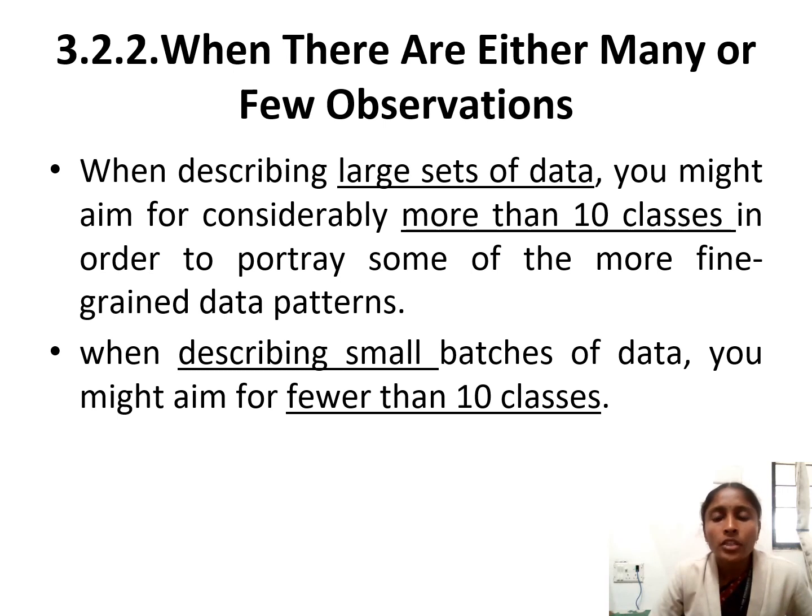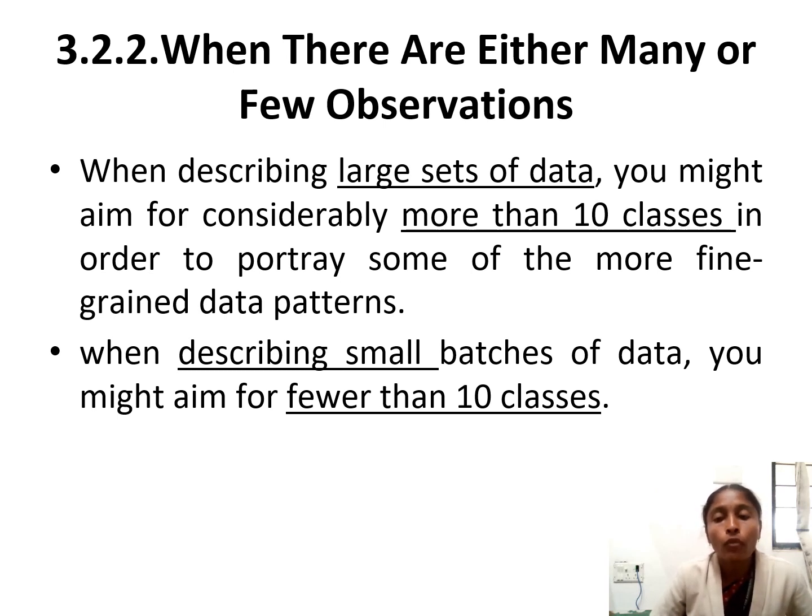When finding a frequency distribution for a large set of data, we should consider more than 10 classes in order to portray some of the more fine-grained data patterns. When describing small batches of data, you might aim for fewer than 10 classes. It means, suppose our example dataset contains a large number of values, so we can categorize the data into more than 10 classes. If our example dataset contains fewer values, we can categorize the data into fewer than 10 classes.